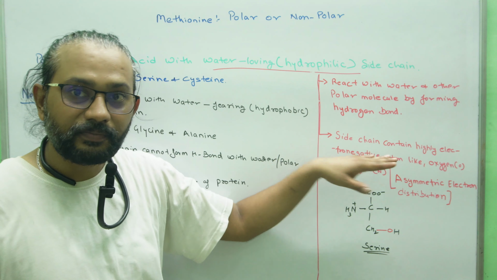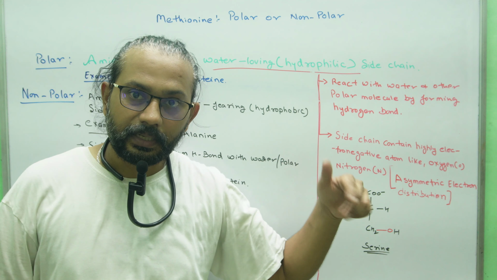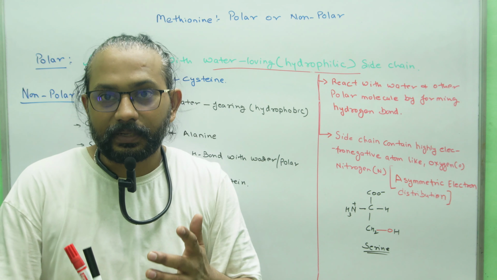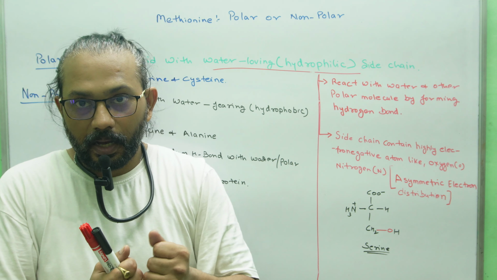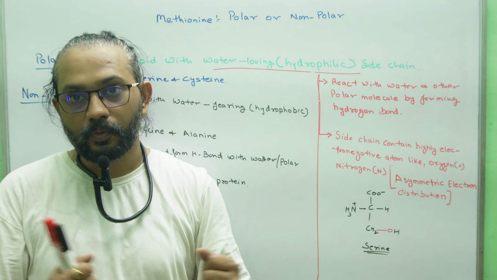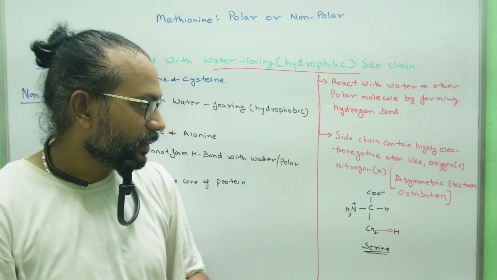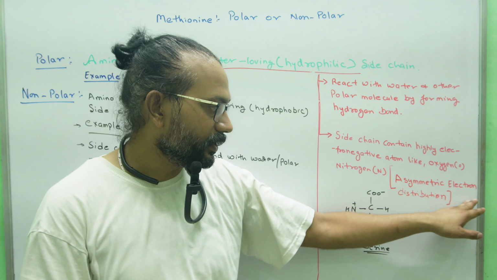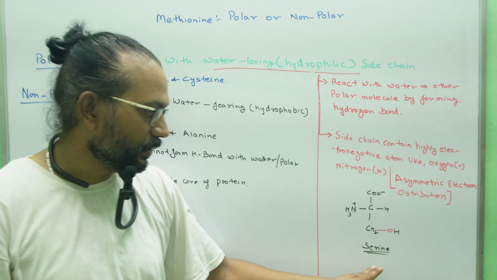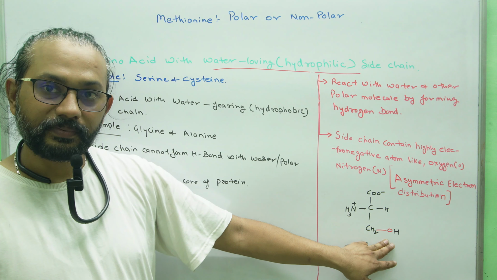Second, they have a side chain which contains an electronegative atom. The electronegative atom has a tendency to attract more electrons toward itself, and so makes a dipole moment, so you can say partially positive and partially negative. That leads to the formation of asymmetrical electron distribution. For example, here is serine. You can find the oxygen here, which is a more electronegative atom.